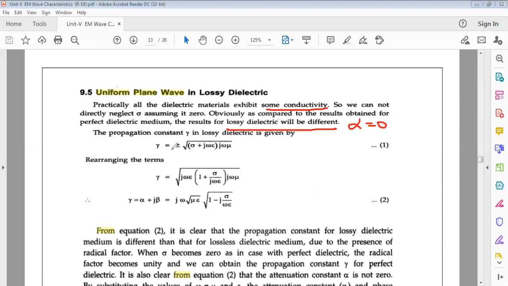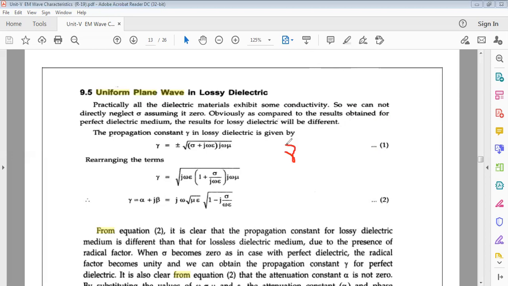So the propagation constant gamma is equal to the square root of sigma plus j omega epsilon into j omega mu. Okay, my dear students, in the previous case the conductivity was 0, then alpha becomes 0. Now alpha is not equal to 0, because practically every dielectric material exhibits some conductivity, which cannot be directly neglected or assumed to be 0.